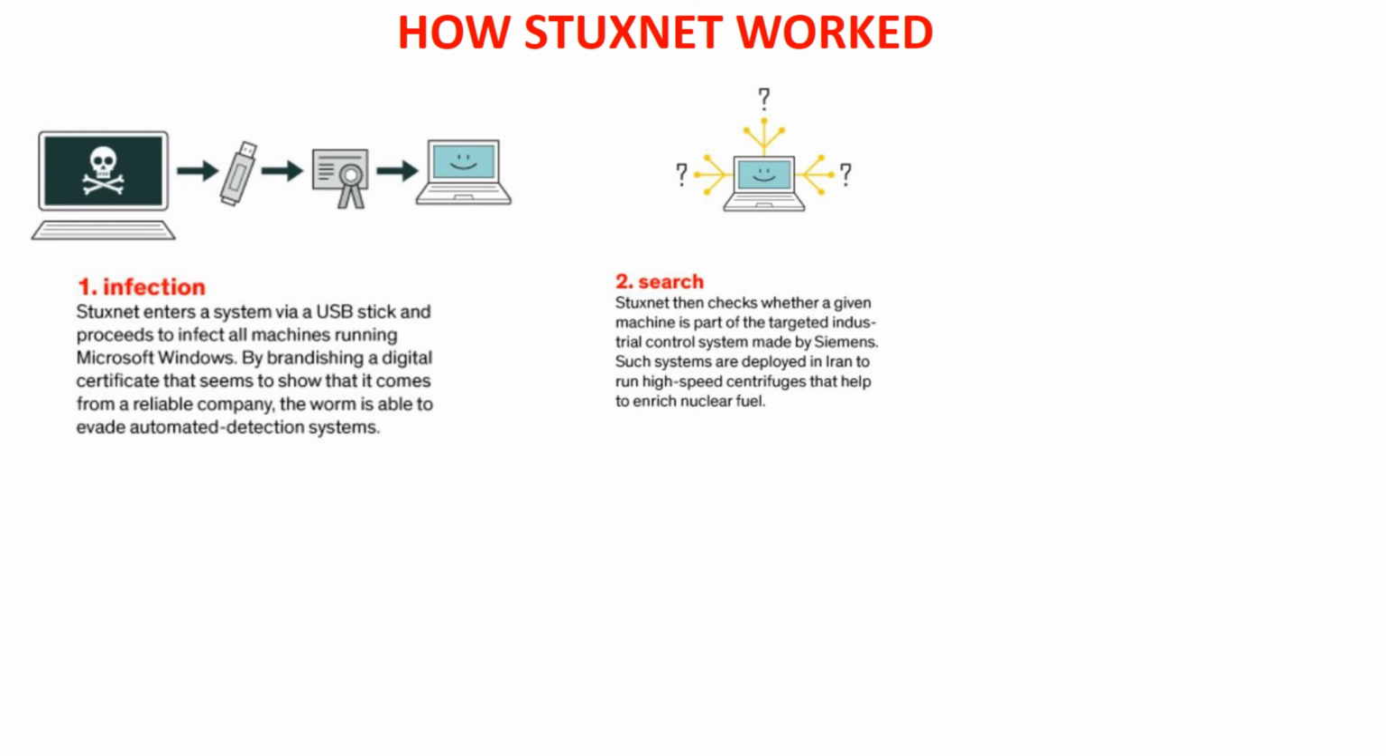Search. Stuxnet then checks whether a given machine is part of the targeted industrial control system made by Siemens. Such systems are deployed in Iran to run high-speed centrifuges that help to enrich nuclear fuel.